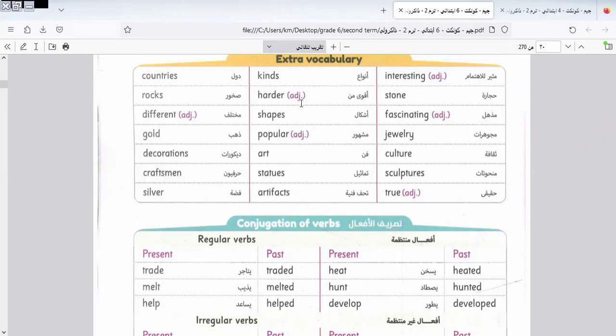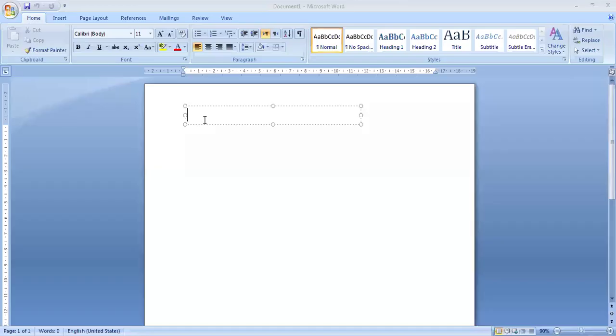Yes, here we use the ing form adjectives for what? For things. And the ed form is used for what? The ed form is for persons. Okay, for persons. I will give you examples to be clear with you.